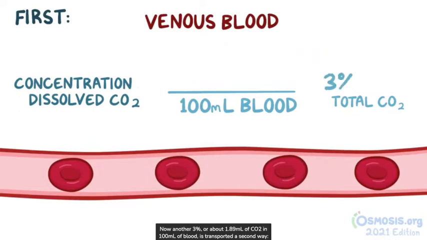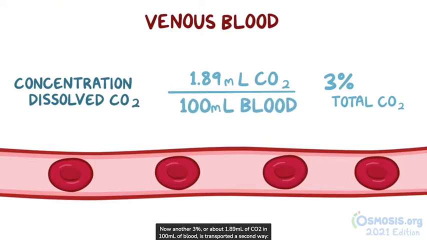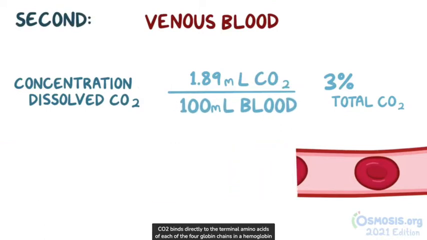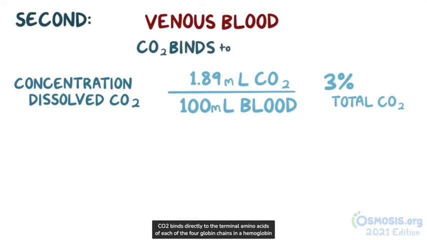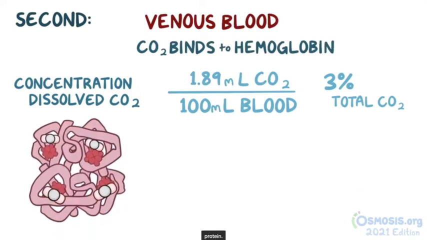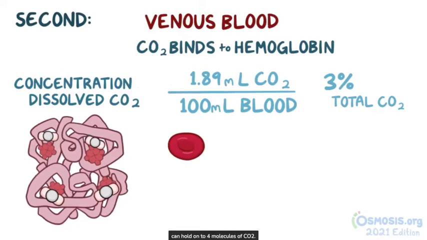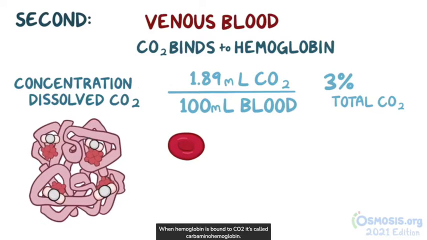Now, another 3%, or about 1.89 milliliters of carbon dioxide in 100 milliliters of blood, is transported a second way. Carbon dioxide binds directly to the terminal amino acids of each of the four globin chains in a hemoglobin protein. Hemoglobin is the most abundant protein in the red blood cells, and each hemoglobin can hold up to 4 molecules of carbon dioxide. When hemoglobin is bound to carbon dioxide, it's called carbaminohemoglobin.